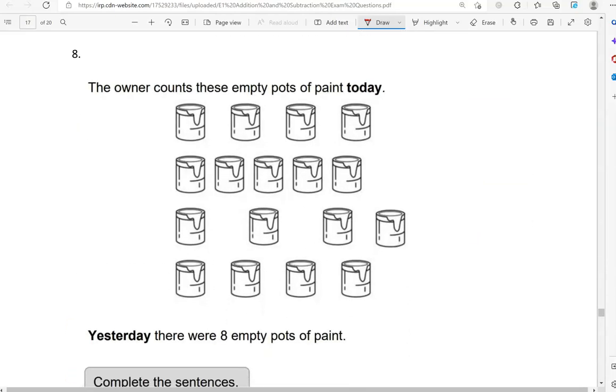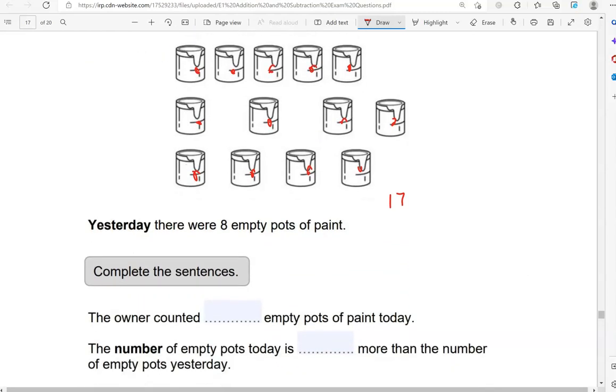The owner counts these empty pots of paint today. So today, that's 1, 2, 3, 4, 5, 6, 7, 8, 9, 10, 11, 12, 13, 14, 15, 16, 17. Yesterday, there were 8 empty pots of paint. Complete the sentences. We've got the owner counted empty pots of paint today. So that is 17 empty pots of paint today.